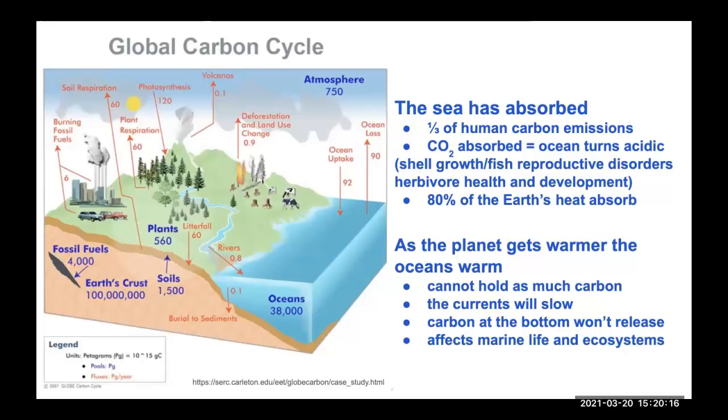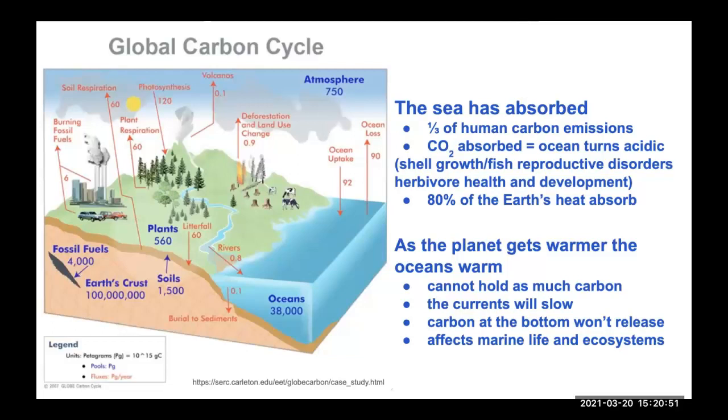Well, in the case of CO2, saturation means the ocean can take up no more carbon dioxide. It has no more room for carbon dioxide. The carbon dioxide that's absorbed makes the ocean more acidic. This causes reproductive disorders in shellfish and regular fish, and it hurts shell growth. It also affects herbivores' health and development, and organisms that eat the fish and the shellfish.